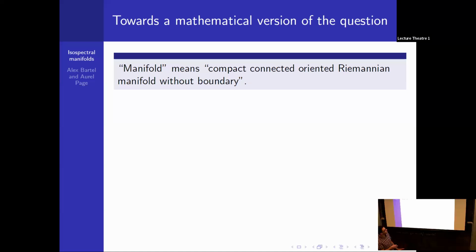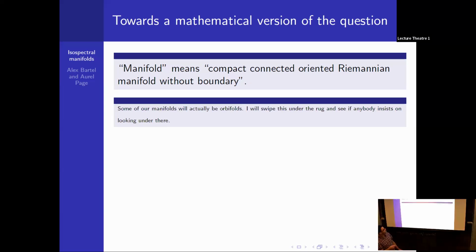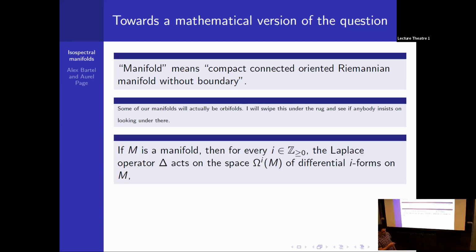So first of all, for me, manifold will always mean compact, connected, oriented, Riemannian, and without boundary. The small print is that sometimes it will also secretly mean an orbifold. Except that when we talk about homology and differential forms, you have to take them in the orbifold sense. And actually, the orbifolds that will appear are very nice. They have a finite global covering by a manifold, and most things you can do upstairs on the manifold.